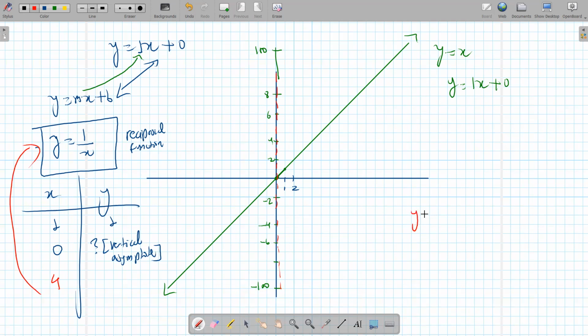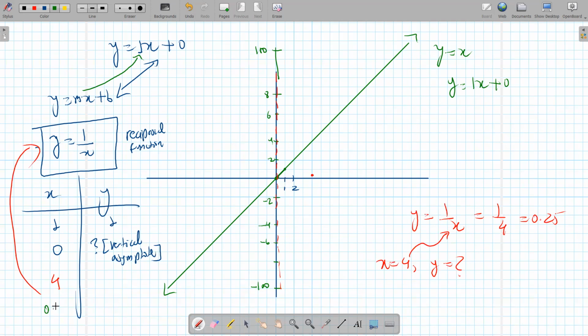This is our function y equals 1 over x. We want to know when the x value is 4, what's the y value? Just plug 4 in here. So you get 1 over 4, you get 0.25. So when the x value is 4, the y value is 0.25 here. Cool?